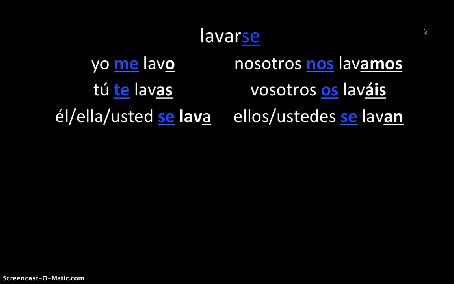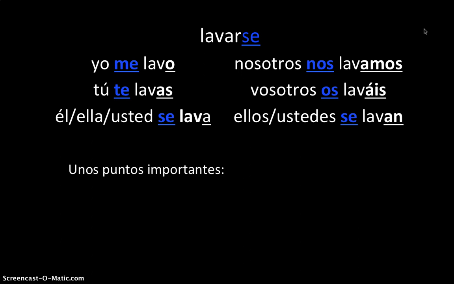Nosotros gets nos again, and vosotros gets os again. Those are familiar. Now, ellos and ustedes se lavan. They share the same word with él, ella, and usted, which is sort of a first for us. Because with gusta, remember, it goes from le to les. And with the DOPs, it goes from lo and la to los and las. Now it stays the same as se. So if you need to pause, record this information somewhere that you will see it. Okay, very importante.